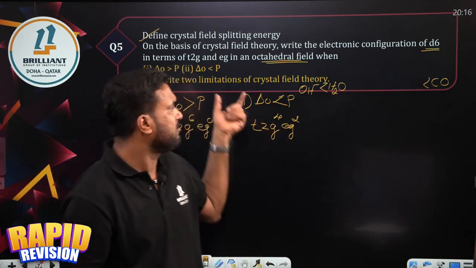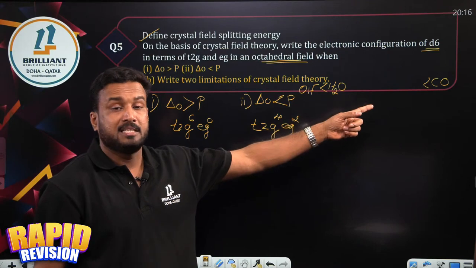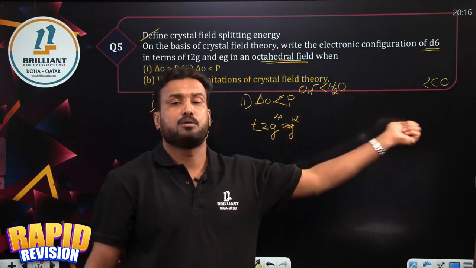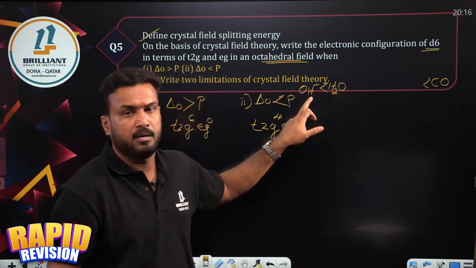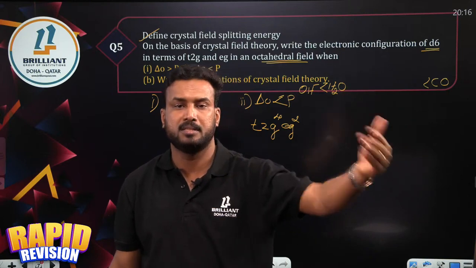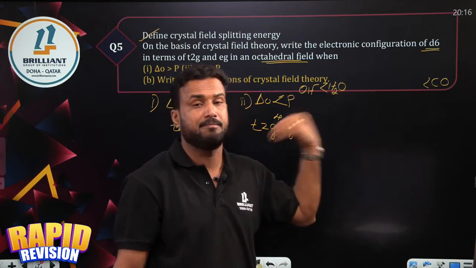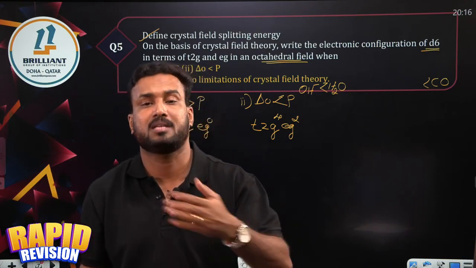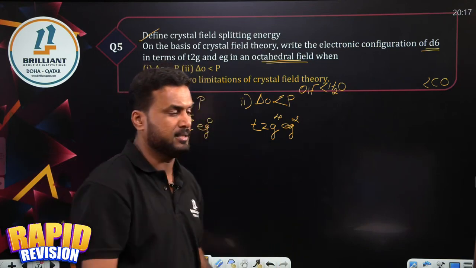If they ask for two limitations, you write: one, negative ligands are expected to cause more splitting, but the order is not followed. In the spectrochemical series, neutral ligands cause more splitting. That is the practical fact. Second, only d orbitals are considered for splitting, not s and p. That is the second limitation. Enough.